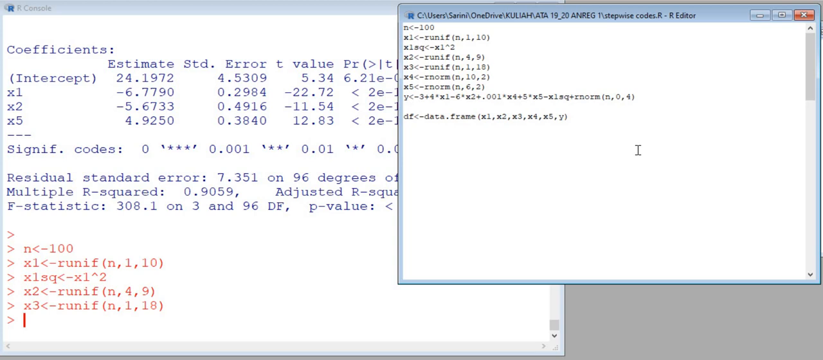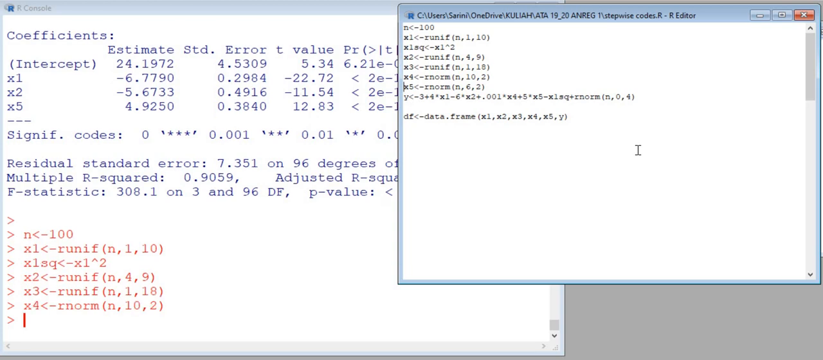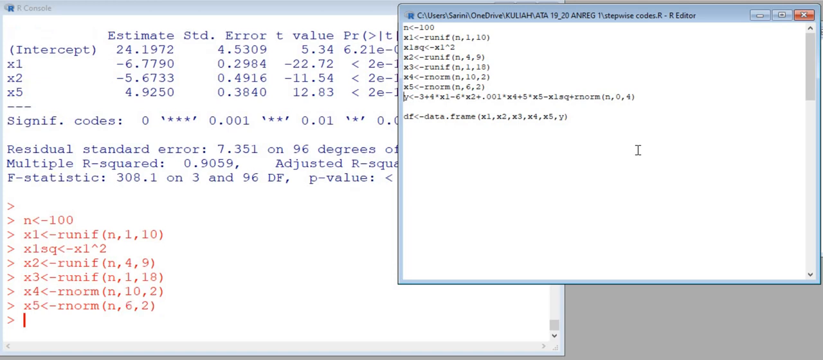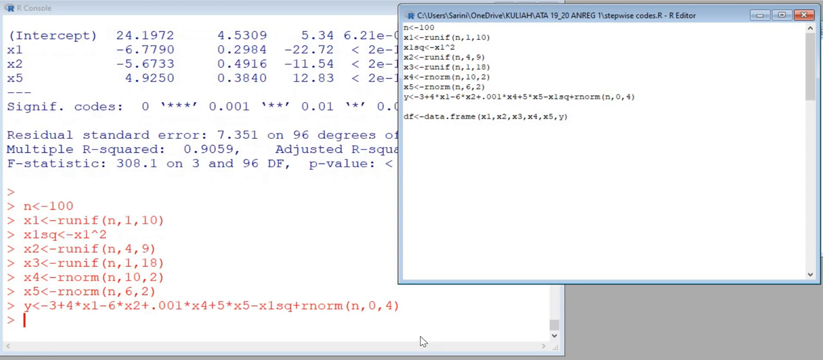X3 is again uniform from 1 to 18. X4 is a normal distribution with a mean of 10 and standard deviation of 2. And X5 is also from the normal distribution with a mean of 6 and standard deviation of 2. And then this is how I constructed the Y value, from X1, x2, x4, where I put very little coefficients, and then x5 should be significant, so I put a large number, and then I put the x1 squared.